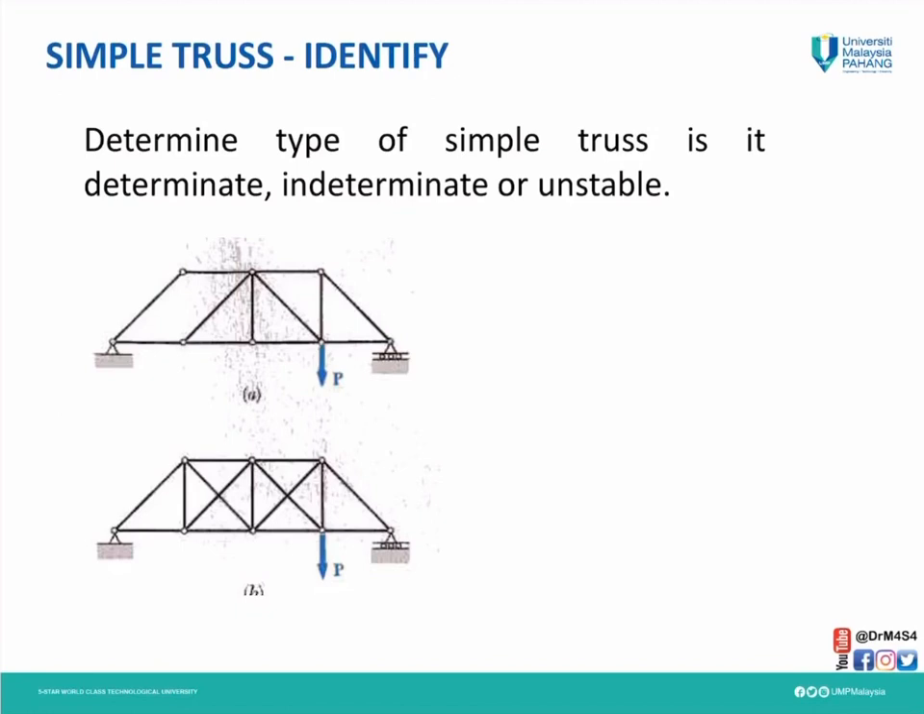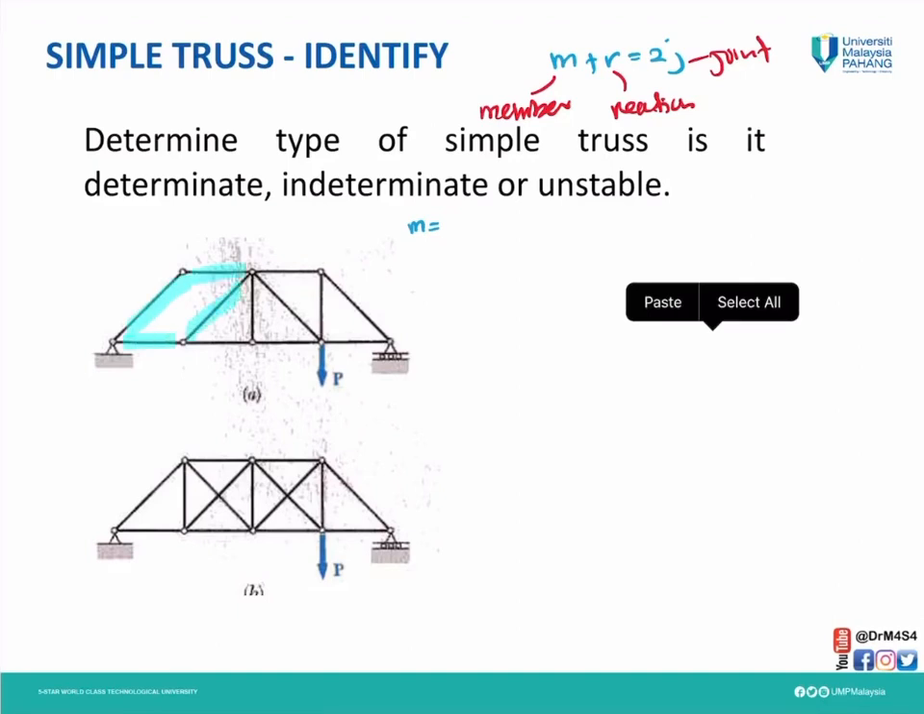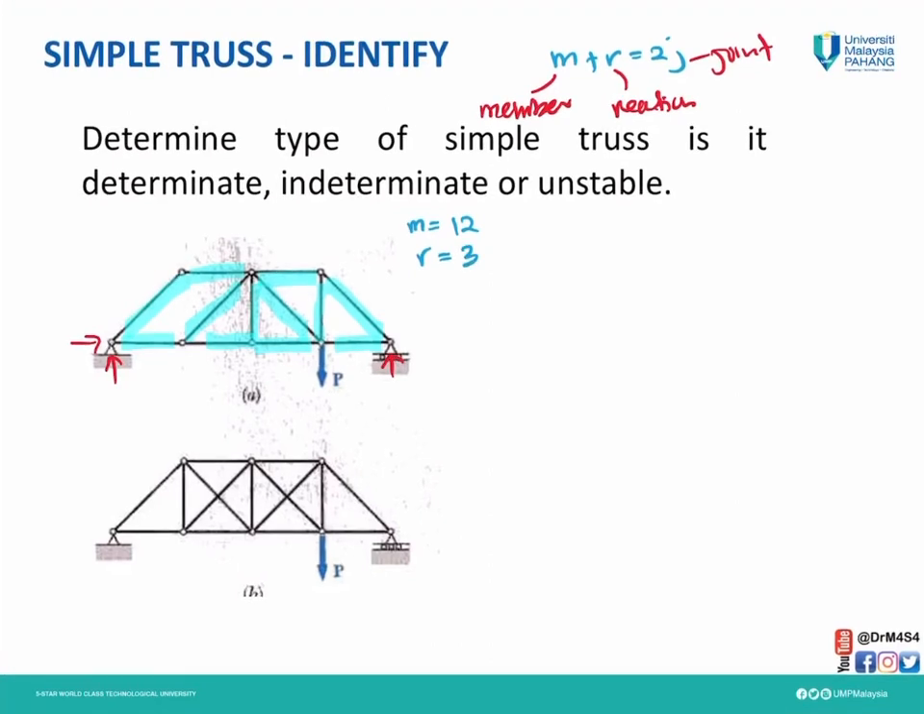Now let's identify for this simple truss, and always remember this formula: M plus R equal to 2J. M is the number of members, R is reaction, J is joint. Now for A, number of members: 1, 2, 3, 4, 5, 6, 7, 8, 9, 10, 11, 12. Then reaction. From this, we know we have a roller and we have a pin. So 1, 2, 3. So our R is 3. Then our J, number of joints: 1, 2, 3, 4, 5, 6, 7, 8.